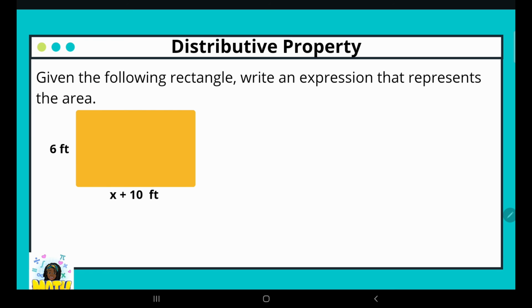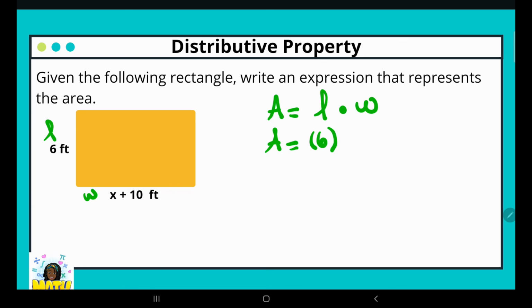So let's take a look at this example. It says, given the following rectangle, write an expression that represents the area. So first you have to remind yourself, what is the formula for finding the area of a rectangle? So the formula for finding the area of a rectangle is A equals length times width. And we can say that this here represents our length. So we'll say 6 is our length and x plus 10 is our width. And we can go ahead and plug those in.